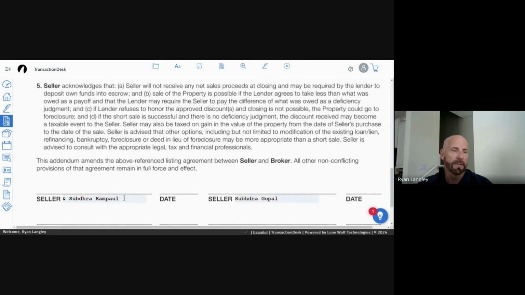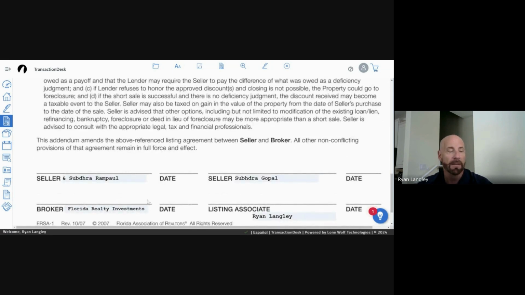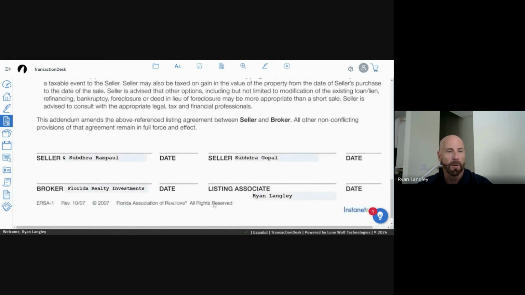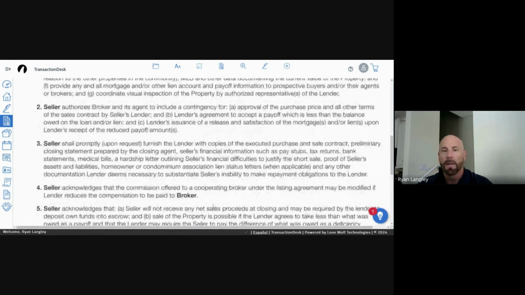The seller, both of these systems, Form Simplicity and Transaction Desk, mess up their names and stuff like this one. It has it as two people and Listing Associates does sign on this one. And the broker signs. You can sign for both. You're representative of the broker. All right.